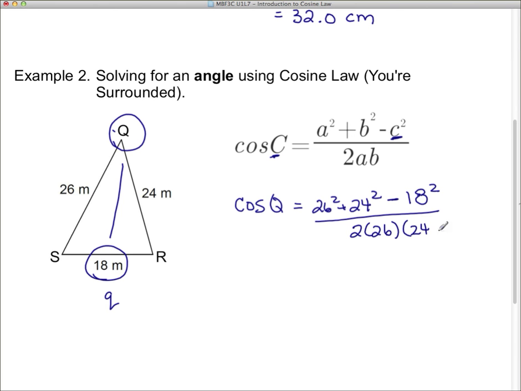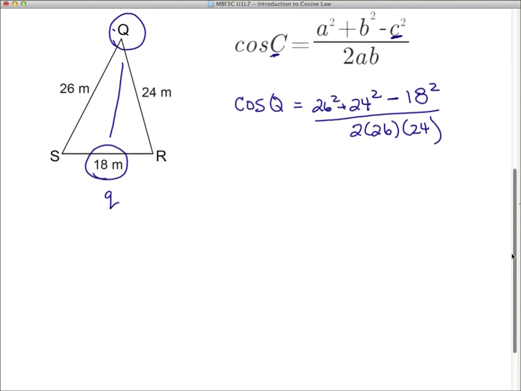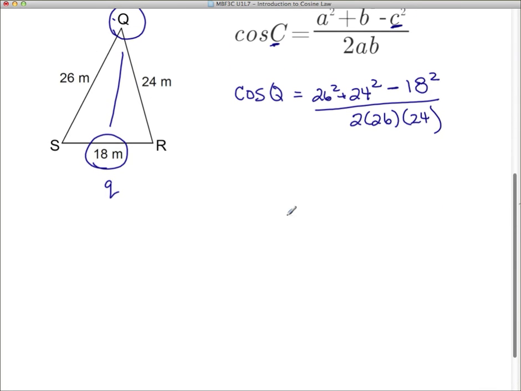over 2 times 26 times 24. Now I'm going to type that into the calculator in a minute, but I'm going to say, what if we were finding the other angles? I'm going to do this in a couple of different spots, for the other two angles. So let's do this one in red, shall we? If I wanted to find R, I start by writing down cos R.